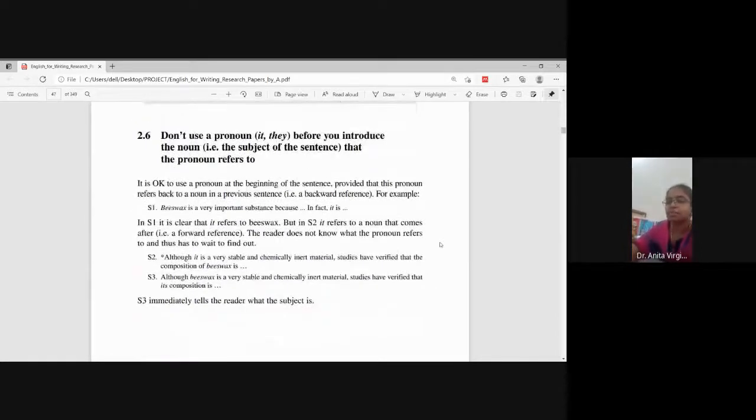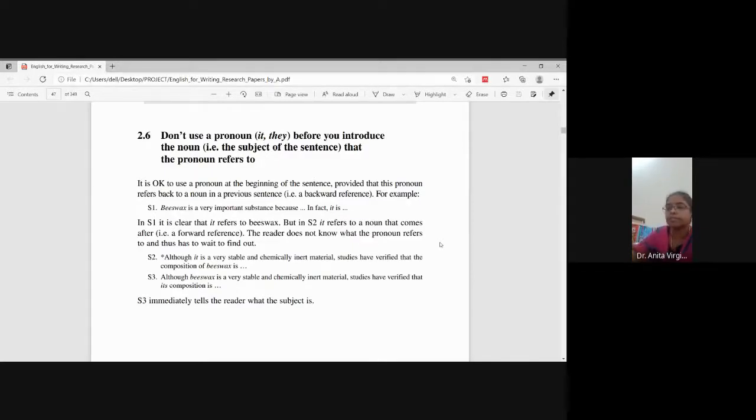Do's are very easy, but don'ts are very difficult, isn't it? So don't use a pronoun "it" or "they" before you introduce the noun. Before even introducing the noun, don't start using "it" and "they". When you've already used something and want to say it again, then you use "it". Otherwise, people will not be able to understand. It's okay to use a pronoun at the beginning of the sentence, provided that this pronoun refers back to a noun in a previous sentence. So the noun should be mentioned earlier.